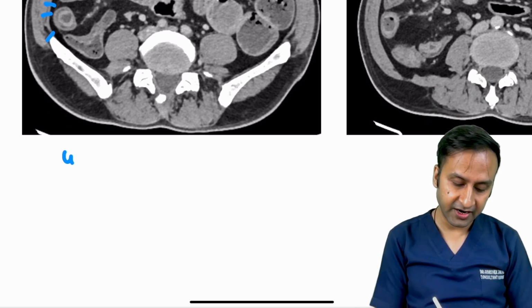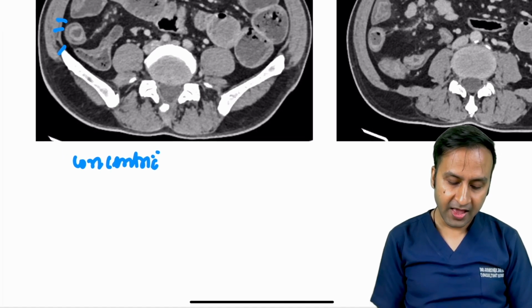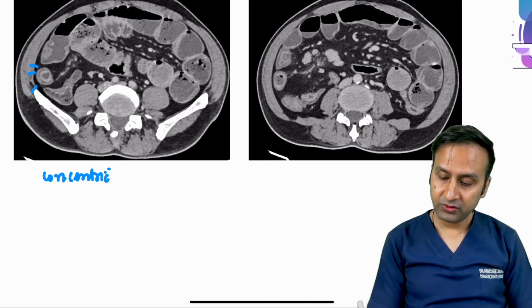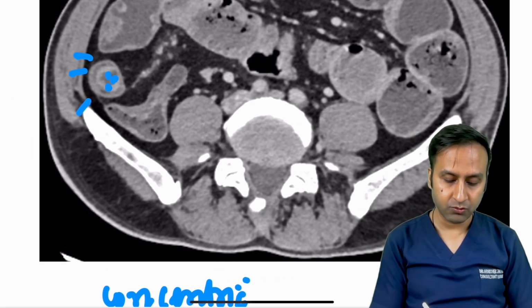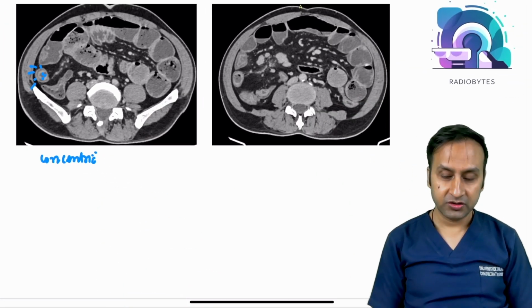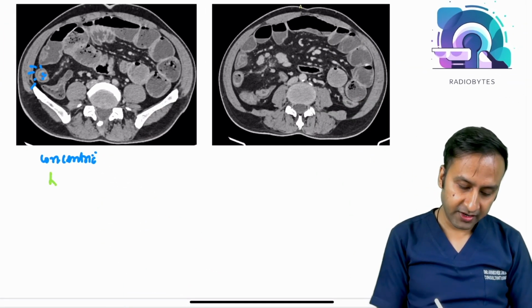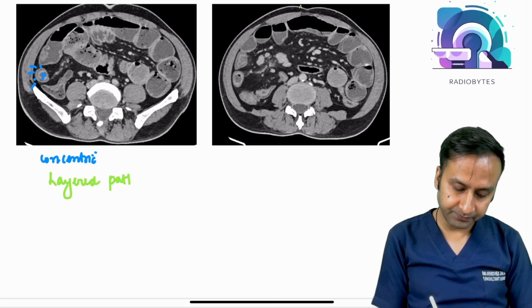Again, we can just reiterate the fact that we're dealing with a concentric mural thickening of the bowel wall. And when we talk about the enhancement pattern, you can see, let me magnify it, the inner layer of the bowel is enhancing more as compared to the outer layer of the bowel. So this type of enhancement pattern is called a layered pattern of enhancement.